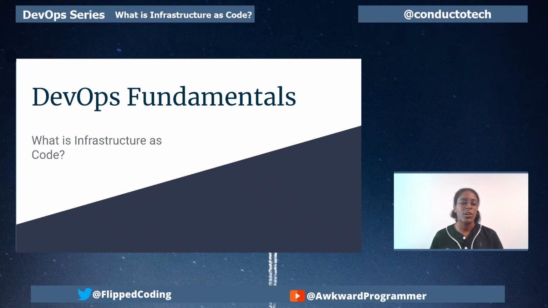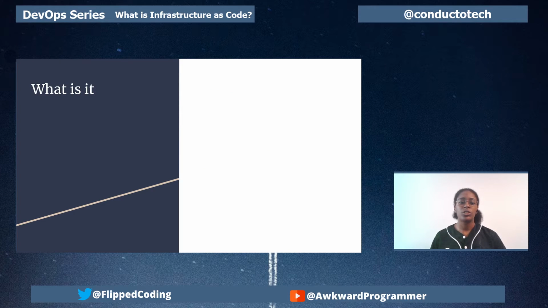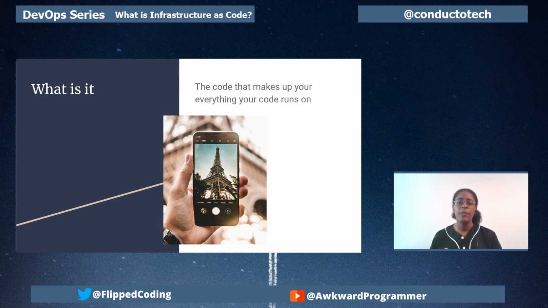So today we'll talk about what infrastructure as code is, because this is one of the underlying principles in DevOps that lets us automate a lot of things. So to just jump right in, infrastructure as code is the code that makes up everything your application code runs on. So when you think about infrastructure code, this is the stuff that helps provision your servers and get all of your application code out to production.